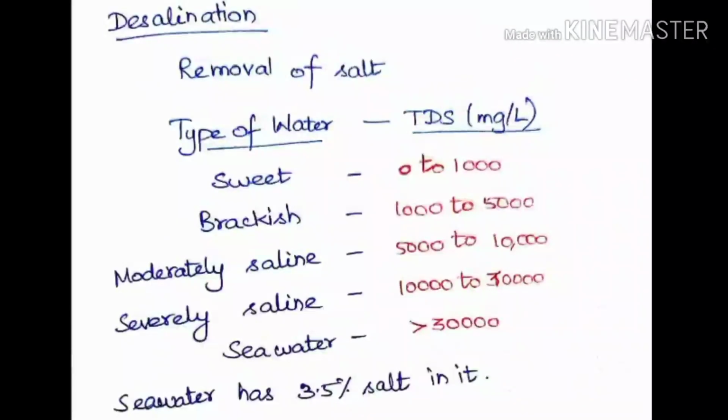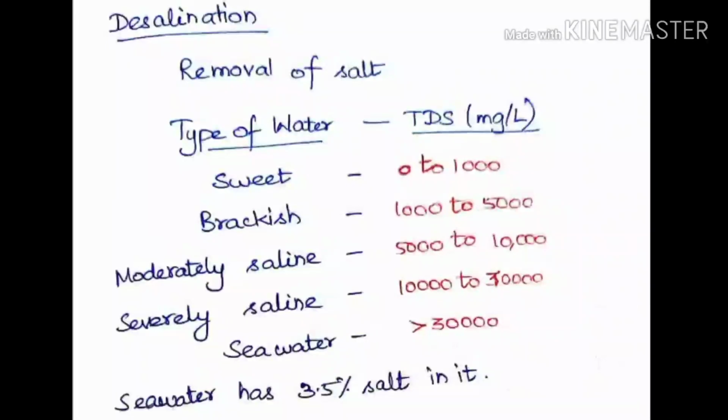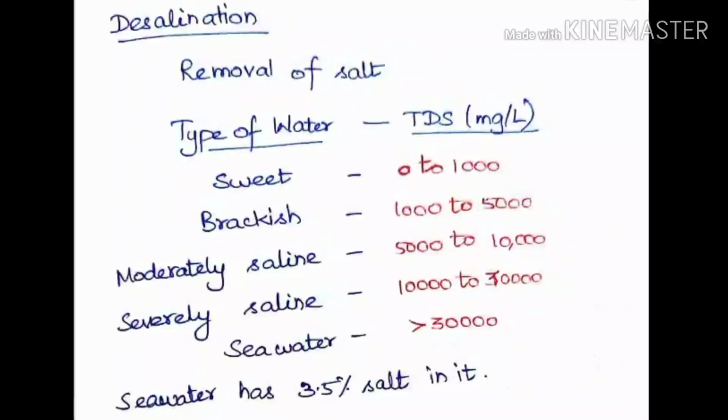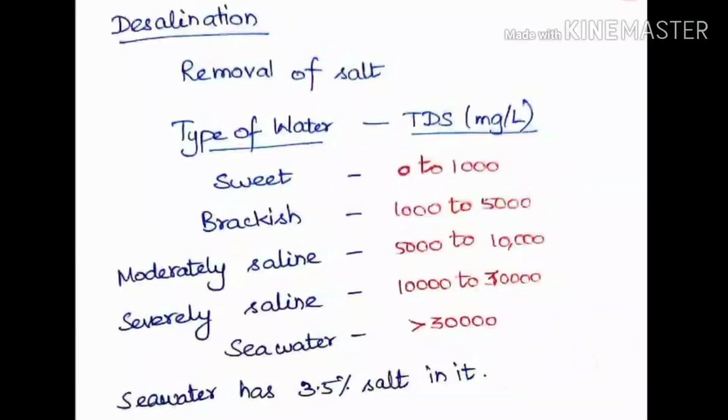So this salt is actually related to the total dissolved solids. If the salt content is more, the TDS also will be more. So based on the TDS we can identify what type of water it is. Here the type of water and the TDS range of that particular type is given.